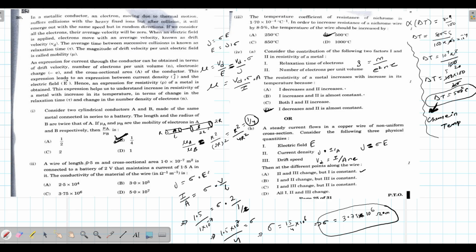A wire of length 0.5 meter and a given cross-sectional area is connected to a battery of 2 volt, which maintains a current of 1.5 ampere. So what is the conductivity? J equals σ into E, where J is I by A and E equals V by L. Putting in the values, σ equals 3.75 × 10 to the power 6. That is the value of conductivity.